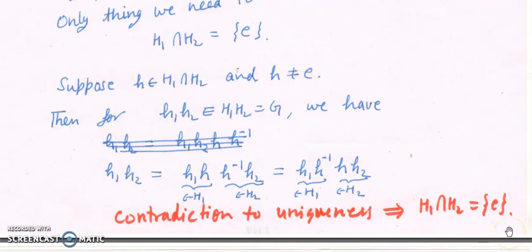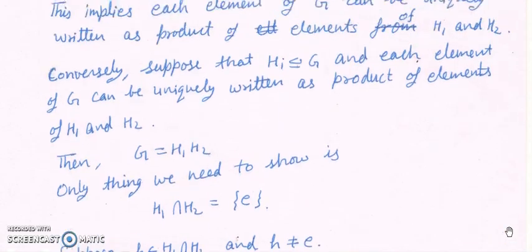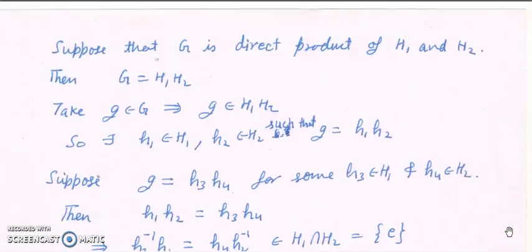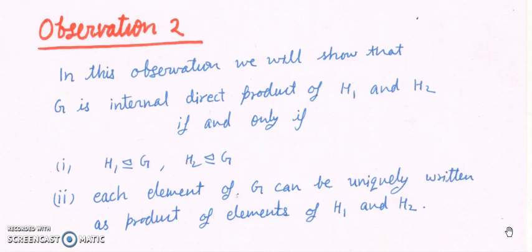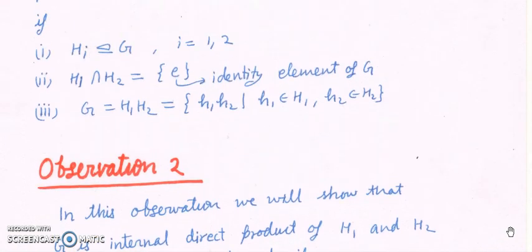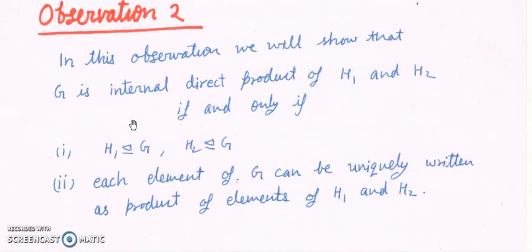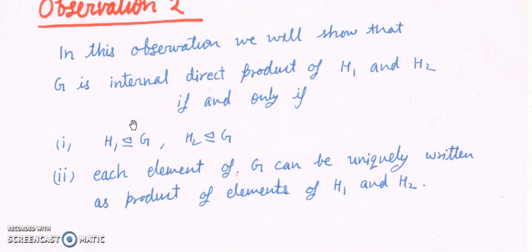So it means now we have two definitions for internal direct product of groups. One definition is Hi is normal, H1 intersection H2 is identity, and G is H1H2. And another definition, Hi is normal in G, and each element of G can be uniquely written as product of elements of Hi.